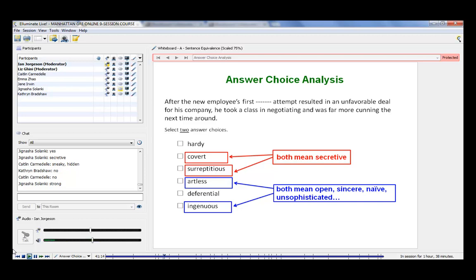Okay, so after the new employee's first blank attempt resulted in an unfavorable deal for his company, he took a class in negotiating and was far more cunning. Now, we still want to find the clues and the pivots. They're going to help us out. What's the clue here?